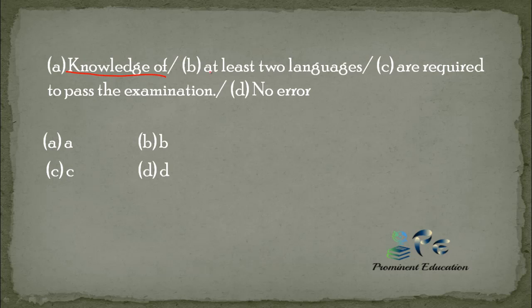Now let's move on to our next question. Knowledge of at least 2 languages are required to pass the examination. Try to locate the subject of the statement. Knowledge is the subject of your statement, which is singular. So the helping verb used should always be singular. Now let's see the rest of the sentence. Knowledge of at least 2 languages: absolutely correct. Both parts are individually correct. Are required to pass the examination.